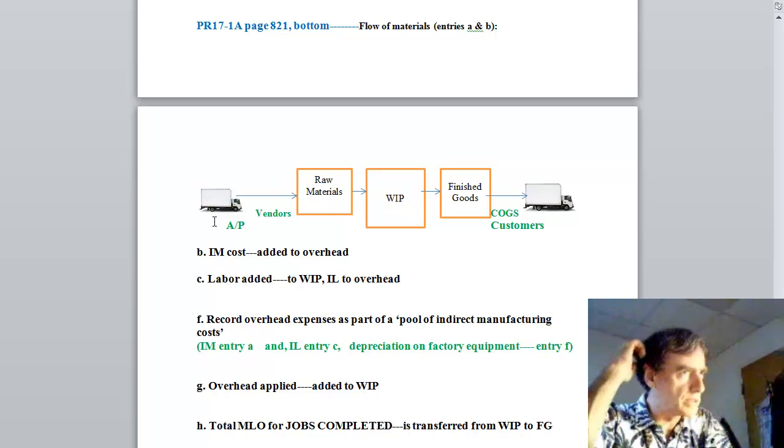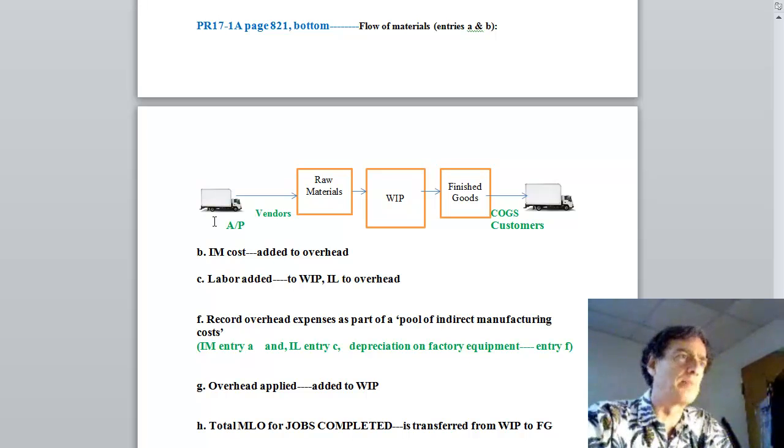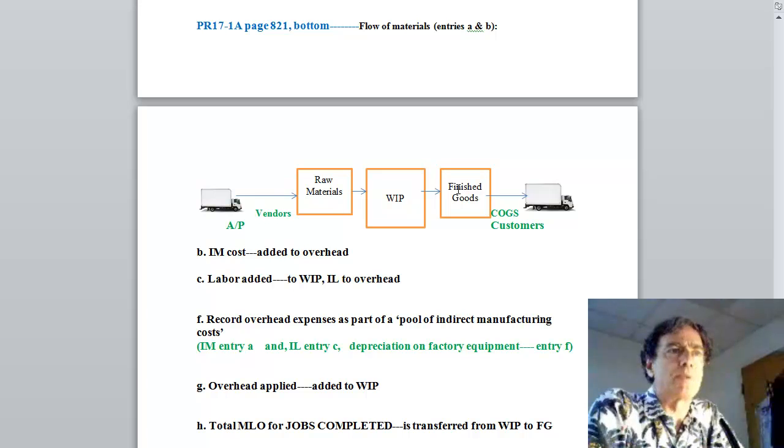The bill's paid when it's due, and in that case, you debit AP and credit cash. But you don't have to worry about that on problem 17-1A or B. Anyway, after it comes into raw materials and the production department needs it, we're going to increase the WIP inventory account and decrease raw materials. When the product is finished, we'll decrease WIP and increase finished goods, which is the final inventory account where it's put just before it's shipped, near the shipping dock.